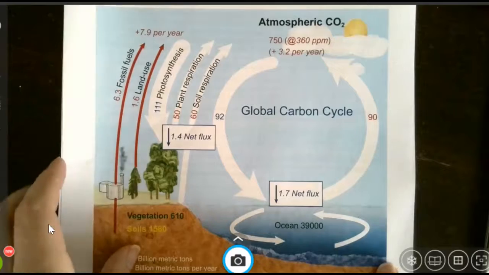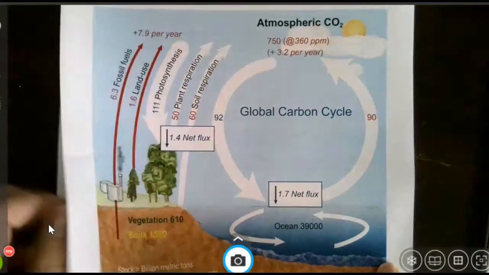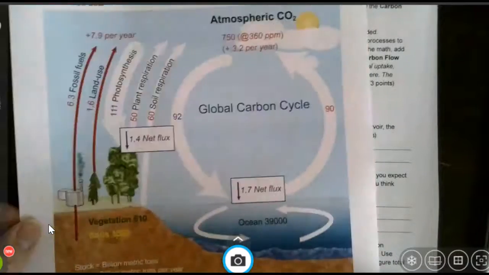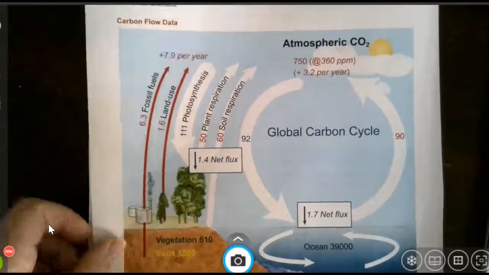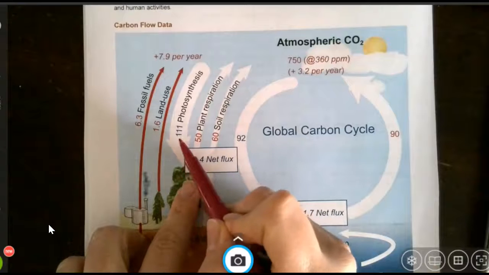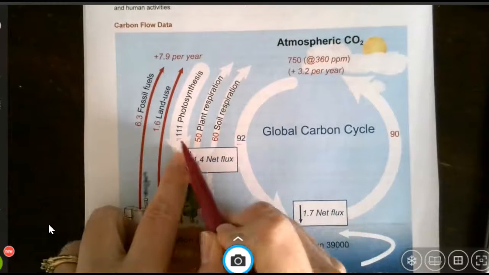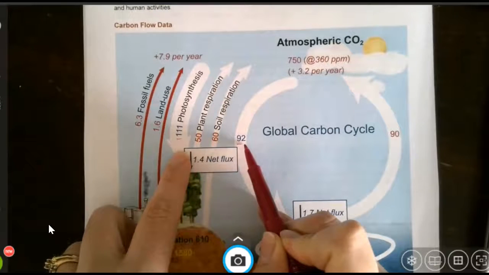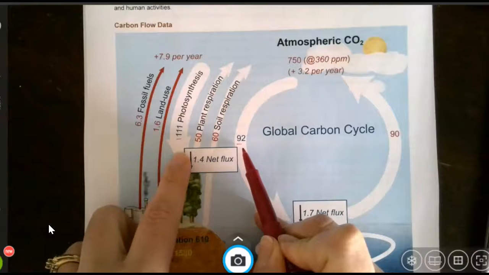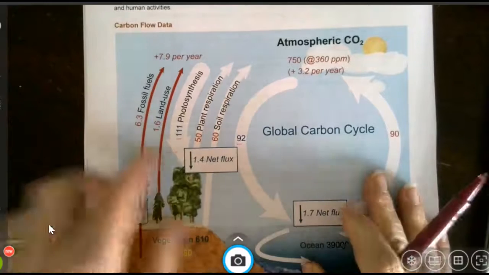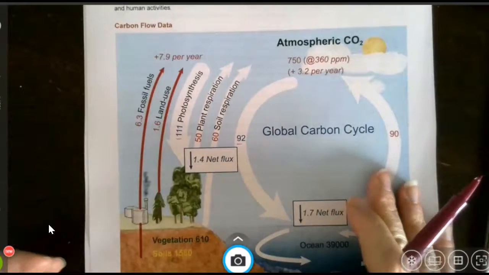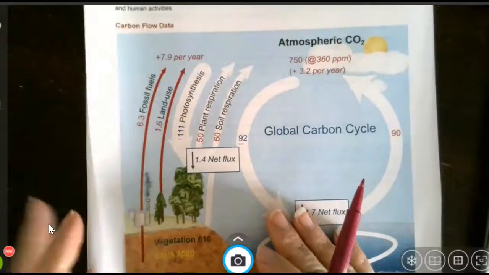So let's look for what number 1 is asking for, the natural uptake. So what is being removed from the atmosphere naturally? This one is the blue numbers going down. So we have 111 and 92. When you add those two up, you should get 203. So we have negative 203, if I can get my paper to move over.